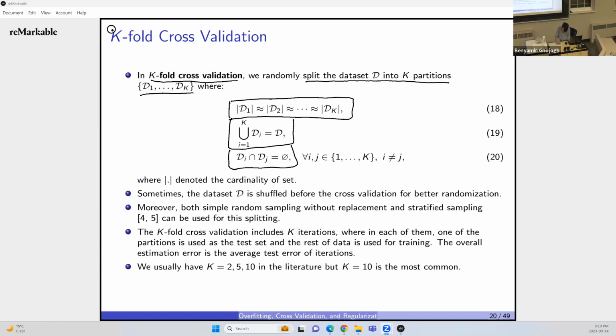This, by the way, denotes the cardinality of the set. Usually, the number of partitions is 2, 5, or 10 in the literature, but the most common case is 10. Usually, we have 10-fold cross-validation. If you write a paper and say you did 2-fold cross-validation, the reviewer will get suspicious that maybe you didn't get a good result on 10-fold cross-validation, and you're reporting 2-fold or 5. Okay, that's fine.